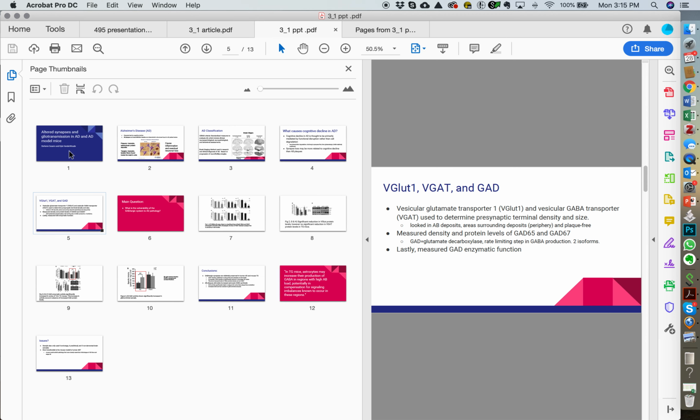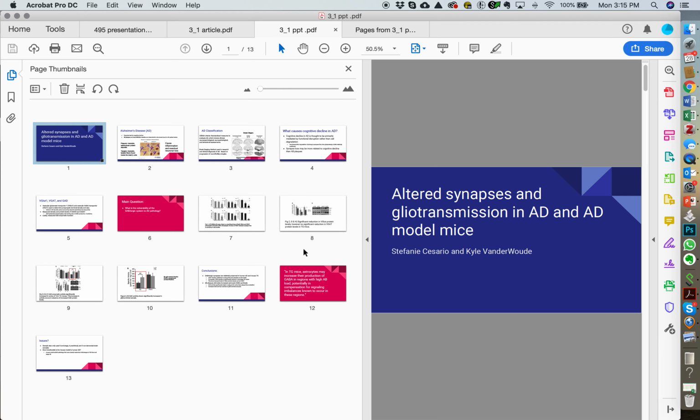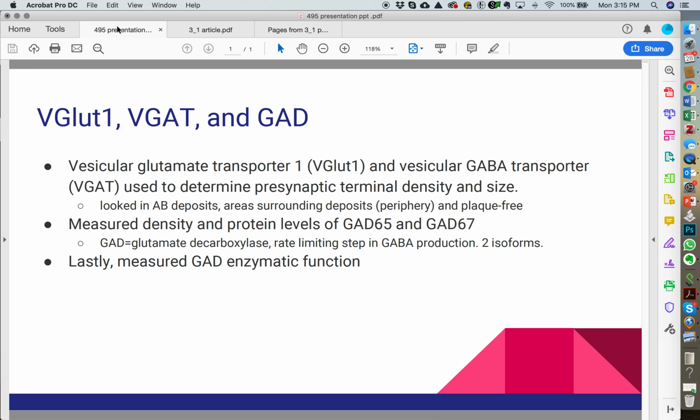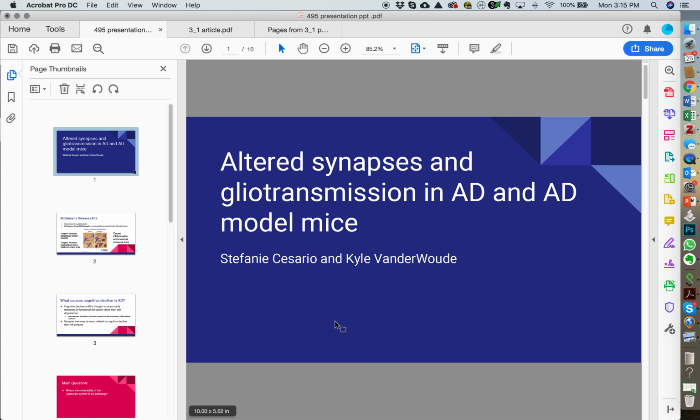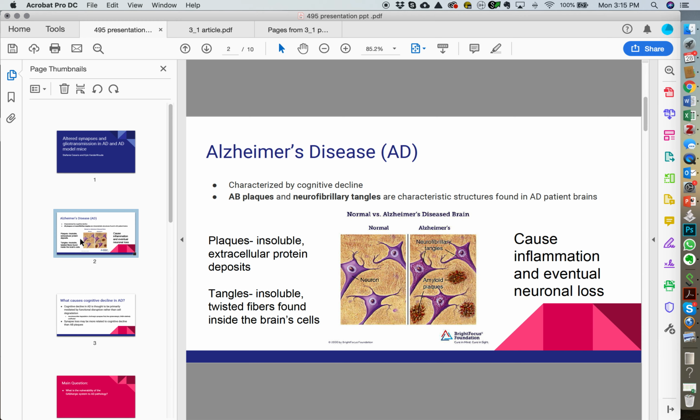So here, what we have is, no, this is not it. Sorry. Here it is. It's two folks who are presenting altered synapses and glial transmission. The title is the same as what they showed in the article, and then what we're seeing is just a little background on Alzheimer's disease. So they did a little outside research and captured a couple of key markers or key aspects of it and some images to try to help back it up.